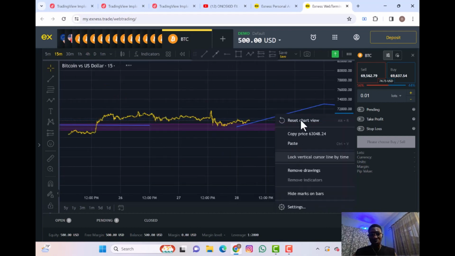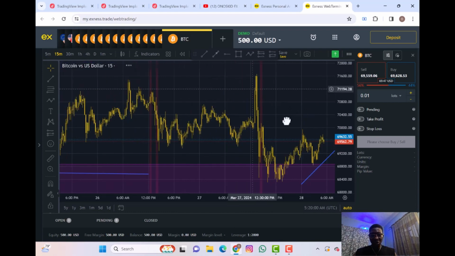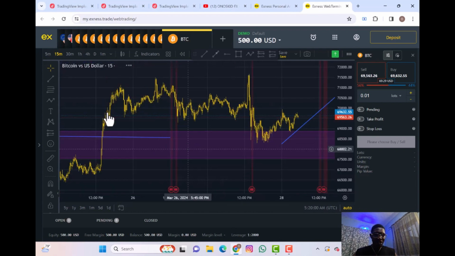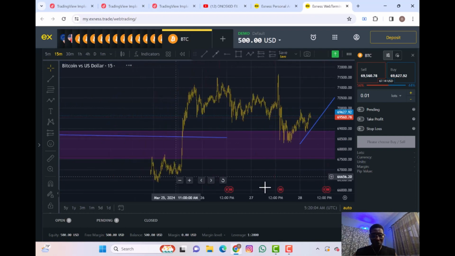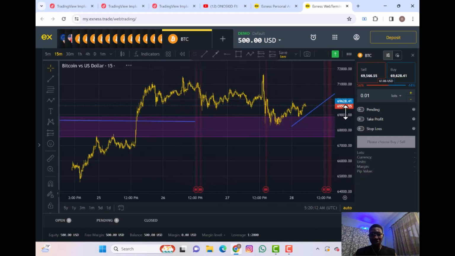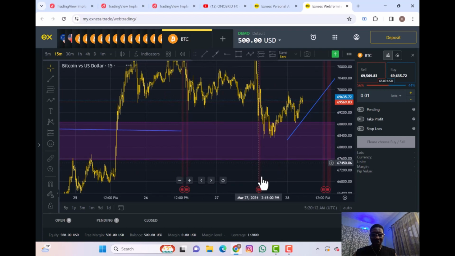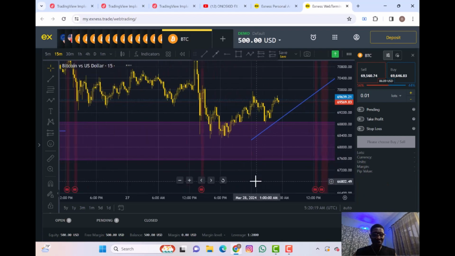So you reset the chart by right clicking, you see the option, and then you click on reset. So this is the 15-minute time frame, and of course the market is currently on that POI. Because the market is on your POI is not a reason for you to just open your chart and start taking a sell.